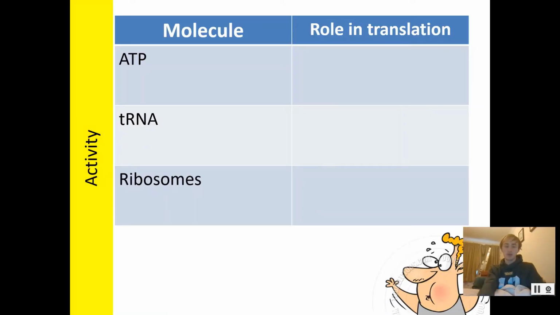Now, what you should find here, ATP we've just talked about, is going to be used to attach the tRNA to the amino acid. tRNA is used to bring the amino acids to the mRNA in the ribosome. And ribosomes, perhaps the hardest one to define, they're simply binding sites for the tRNA and the mRNA. You can think of them almost like giant enzymes.